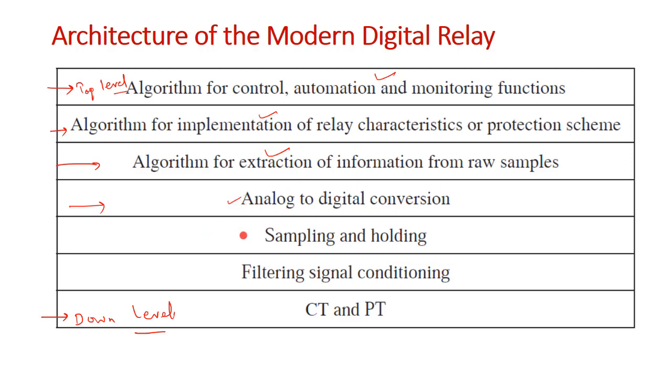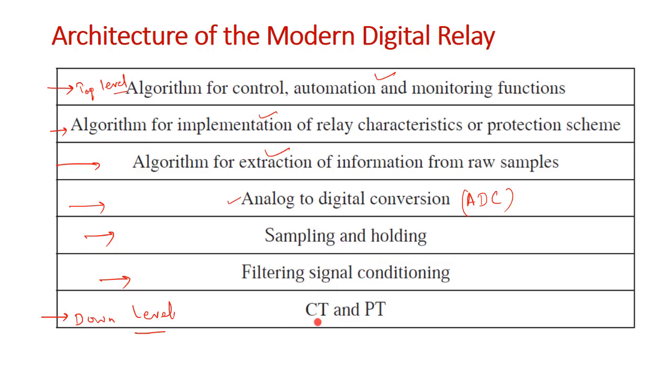This is very important, and before the signal is fed to the ADC, analog to digital conversion, it must pass through a sampling and holding circuit. This is very important. And then filtering and signal conditioning are very important. Anti-aliasing filtering is required in order to restrict the bandwidth of the signal to satisfy the Shannon theorem. We will talk about it in detail in the next class.